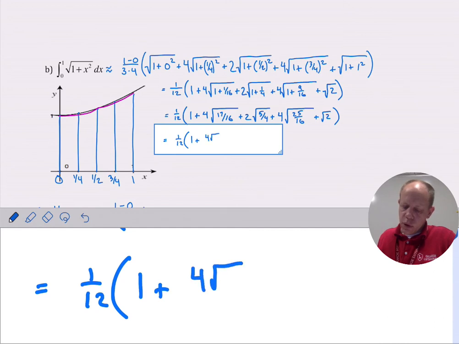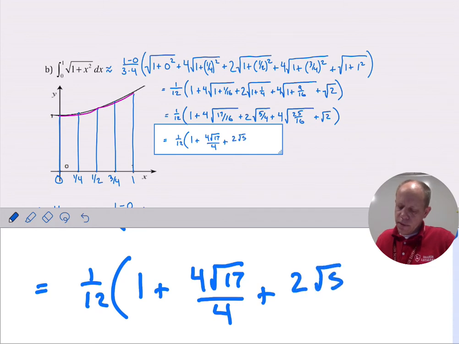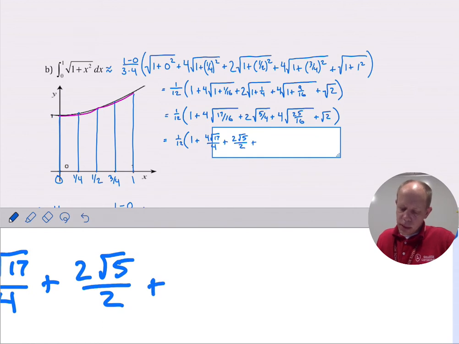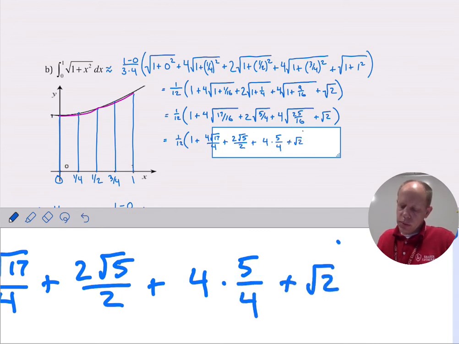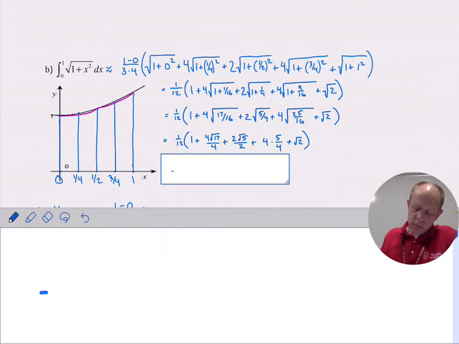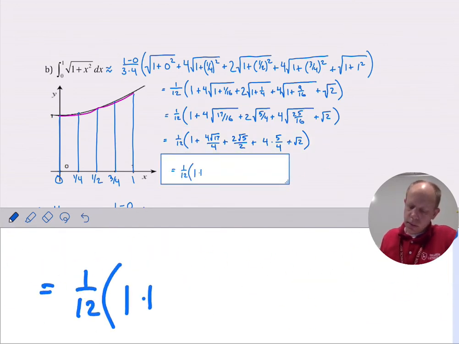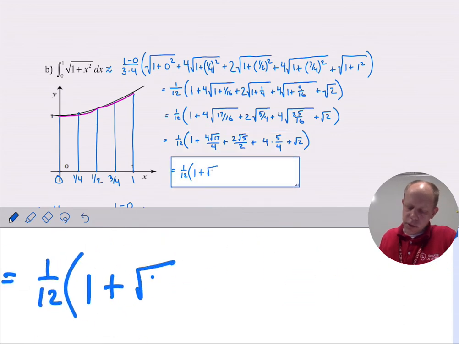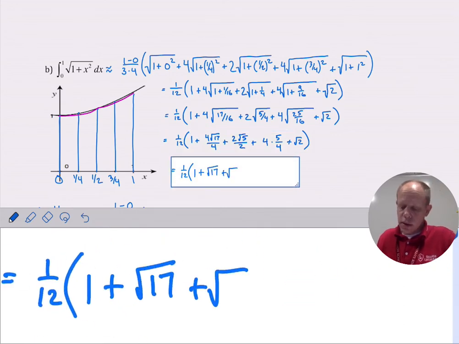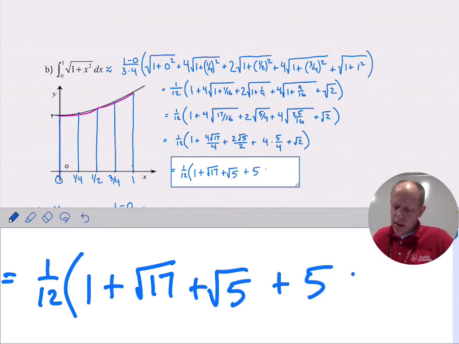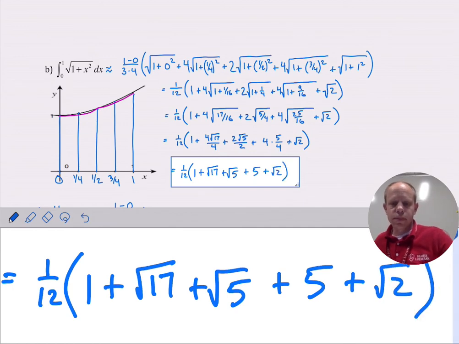So this would be 4 rad 17 over 4, because the square root of 16 is 4. This one would be 2 rad 5 over 2, because the square root of 4 is 2. Next one would be 4 times, let's see, square root of 25 is 5, and then over 4, and then plus rad 2. And a couple of these are easy to simplify. So the 4s would cancel here. You'll be left with the square root of 17. The 2s would cancel here. So you got the square root of 5. The 4s would cancel here. So you have 5. And then you have the square root of 2.